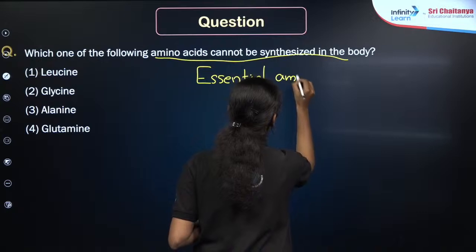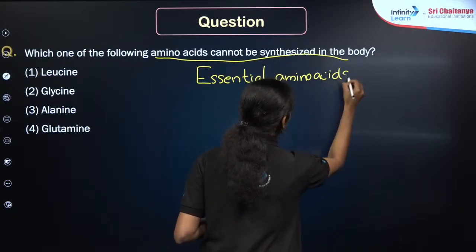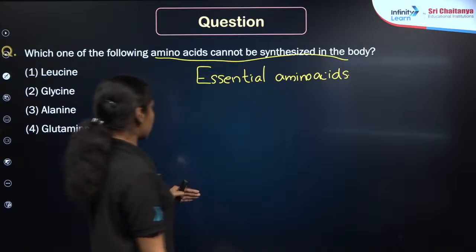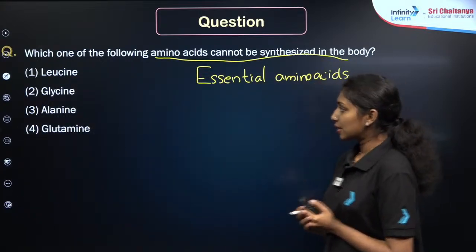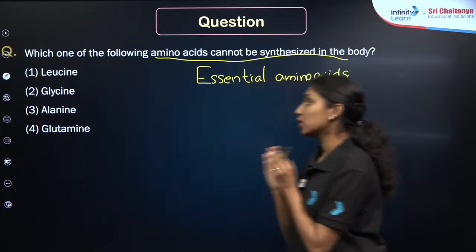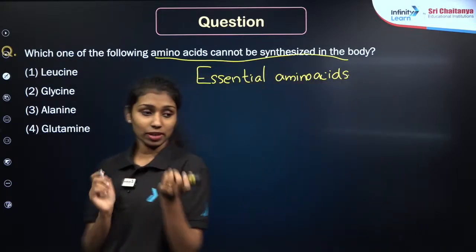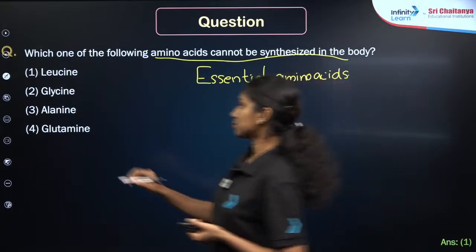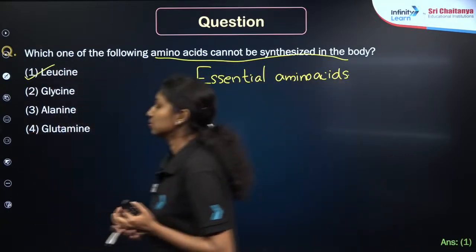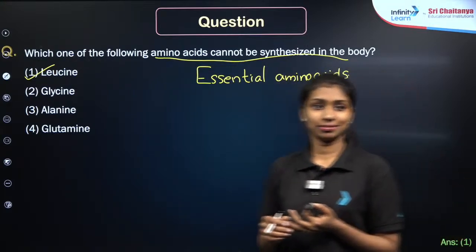So there are 10 essential amino acids. It is better to memorize all 10 essential amino acids in detail. Among these, leucine is the essential amino acid, right? So option 1 will be the correct answer. Clear? Yes, Harsh, you are correct.